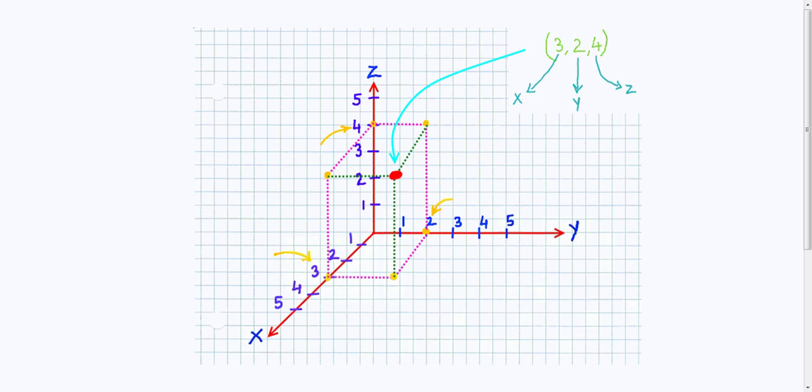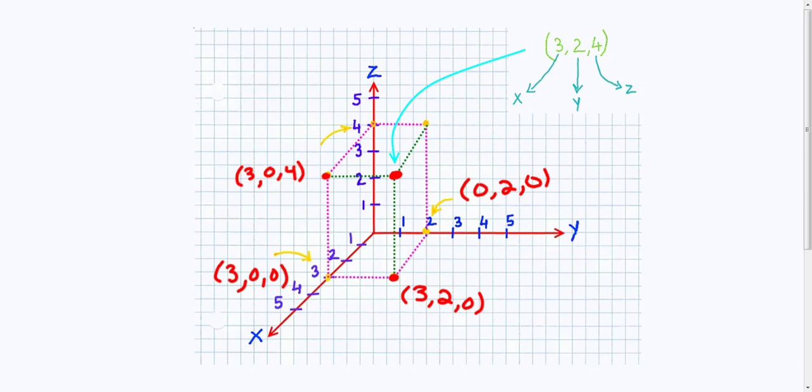This down here was the point 3, 0, 0. This right here is the point 3, 2, 0. This is the point 0, 2, 0. Okay. To get to this point right here, I moved 3 along the x-axis. I did not move left or right at all. And then I moved up 4. So this would be 3, 0, 4.